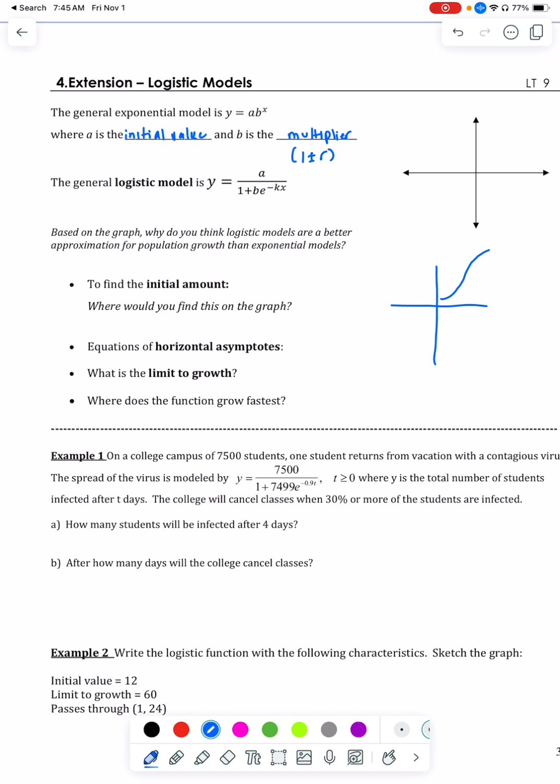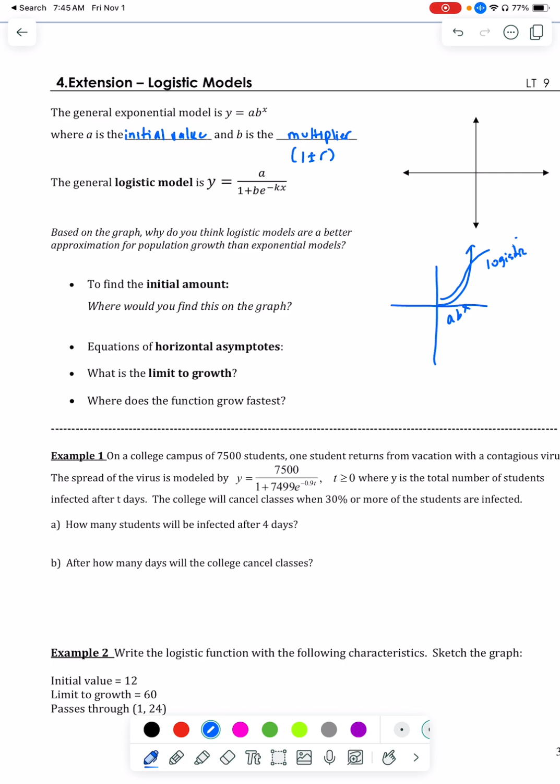This is the logistic model. When you graph exponential, it's going to go more like this. You know that exponential, the ab to the x, is not really realistic. That's not really what's happening in real life.